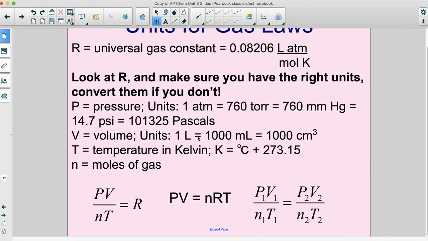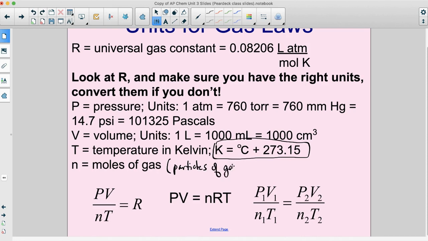Volume is in liters, milliliters, centimeters cubed. You could have meters cubed, right? You could have centiliters. The important thing is to convert into liters. Temperature, this is really important. Temperature must be in Kelvin. The ideal gas law and all the gas laws depend on the Kelvin temperature. And then finally, n is the moles of gas, which of course is the same as the particles of gas.